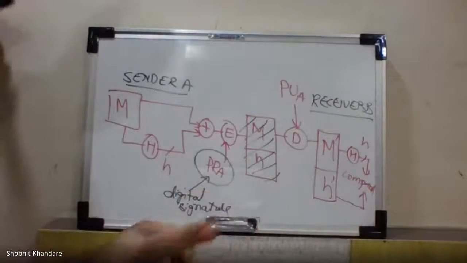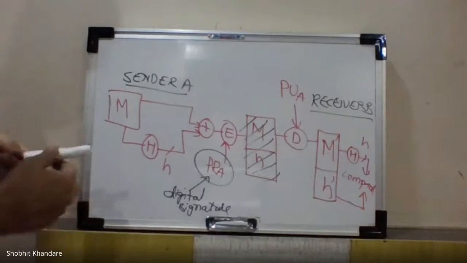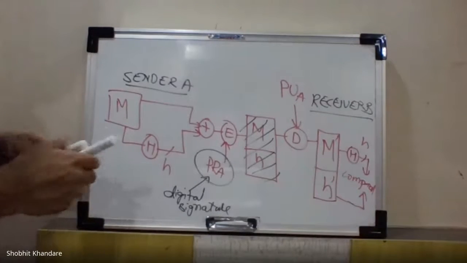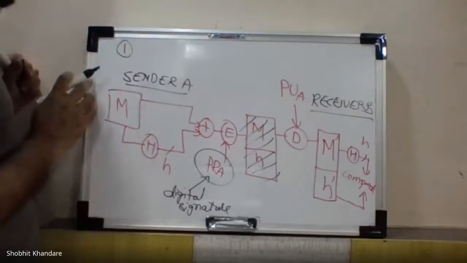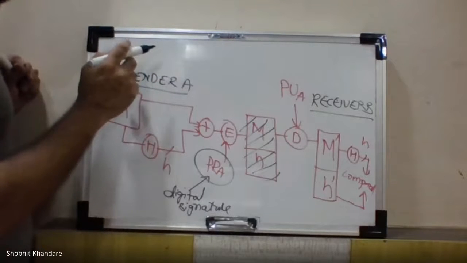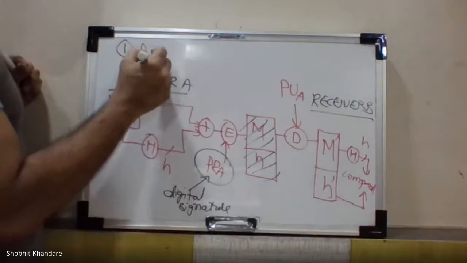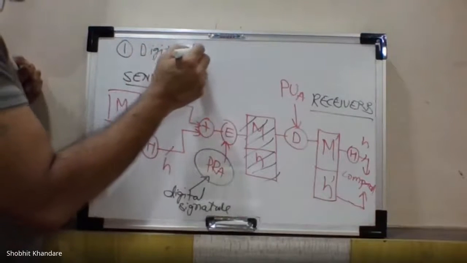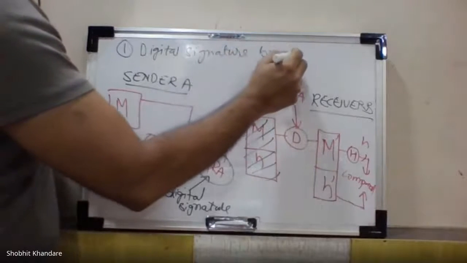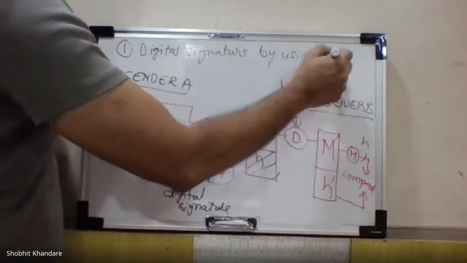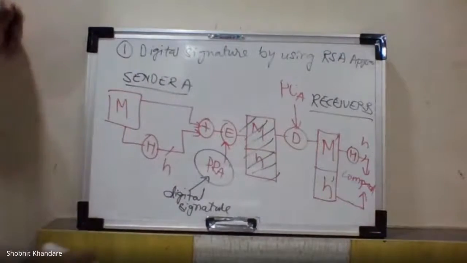Once this is drawn, please write down: there are two approaches in digital signature. First one is digital signature using RSA approach. Digital signature by using RSA approach.